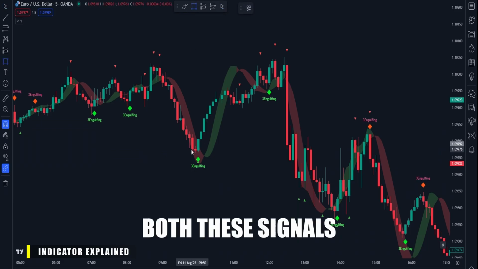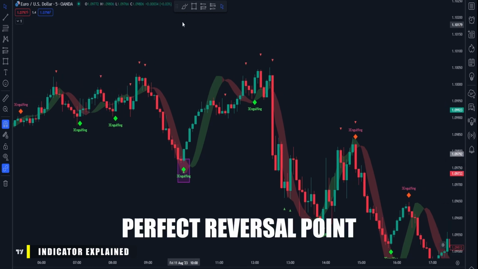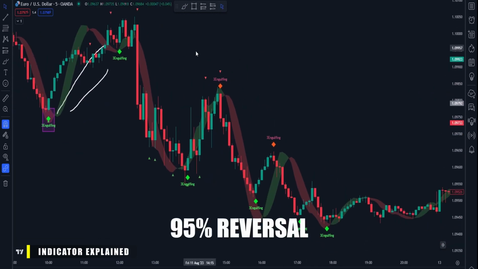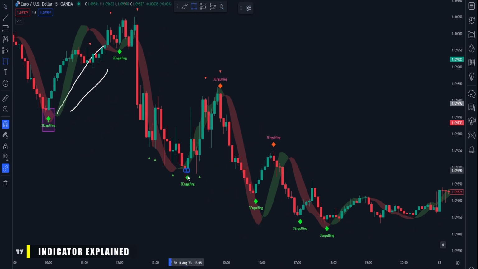Observe this. When both these signals coincide, a perfect reversal point is demarcated. Whenever these signals align, a 95% reversal is indicated for a brief period. Trust my words, these signals are absolutely non-repaint.